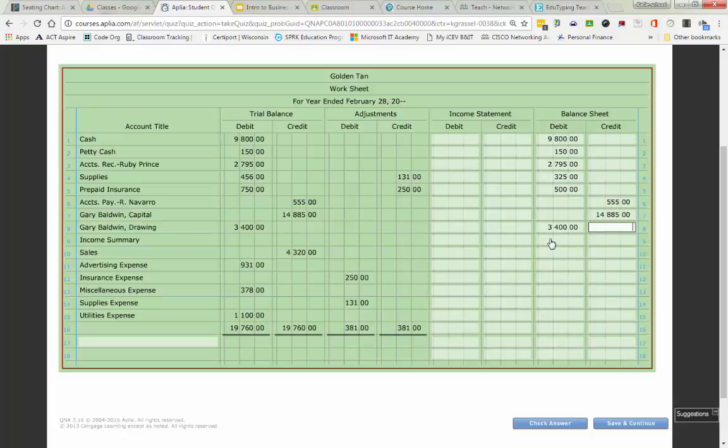My next account that I do is going to be income summary. Is there any value in income summary? No. So that one will just stay blank. We will be using income summary in the future. Just leave it there for now.